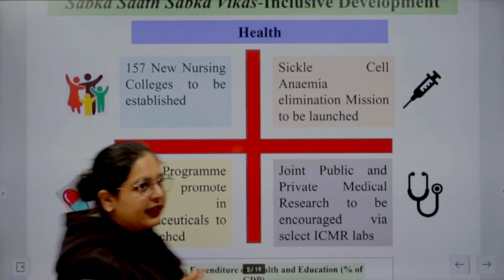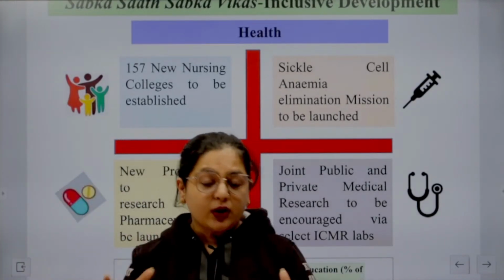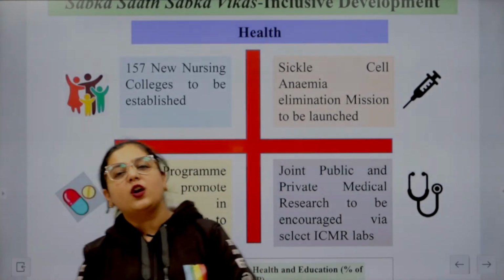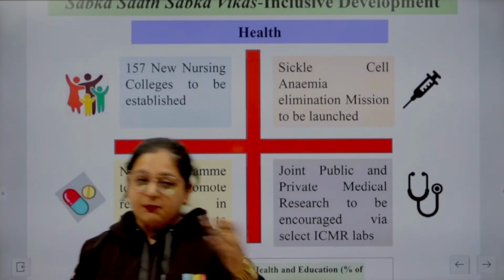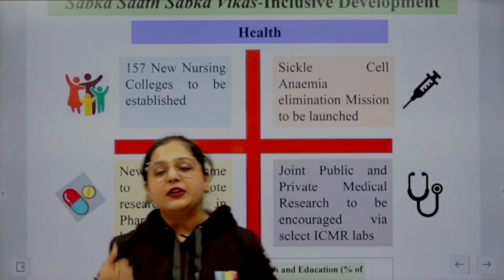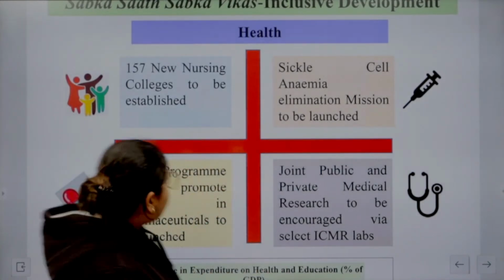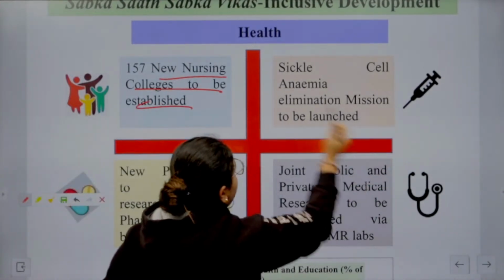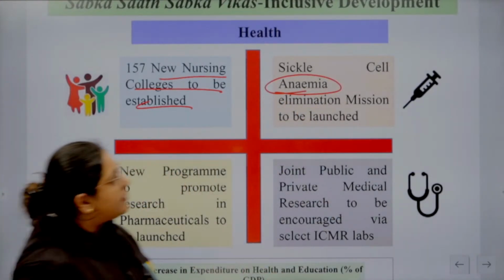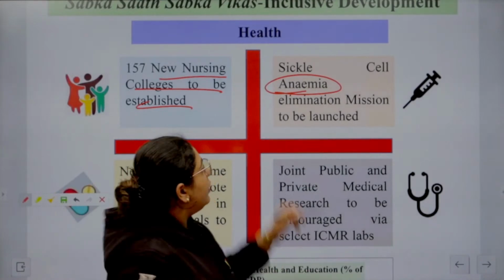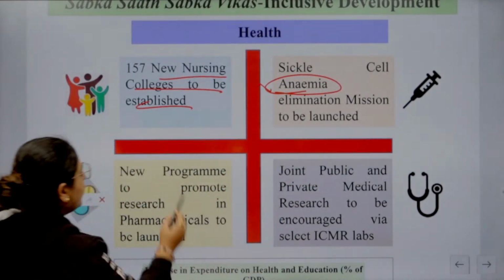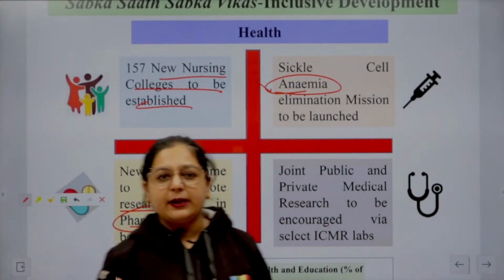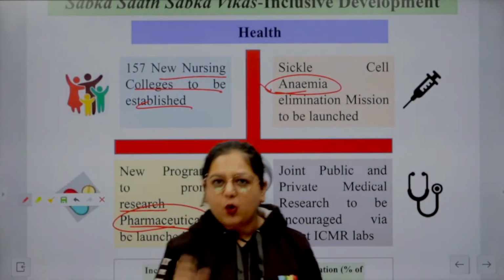Then next, speaking about health, as you know the pandemic was a very tragic and negative event for the Indian economy, as it decelerated our growth rate, and especially it has given an alarming sign that we need to spend more on health. So here nearly 157 new nursing colleges are to be established. This time the government has taken note of anemia. So the sickle cell anemia elimination mission is also to be launched to make India anemia free. Then new programs to promote research in pharmaceuticals are to be launched. During the COVID time, we know that India's proportion of pharmaceutical exports was the highest one.